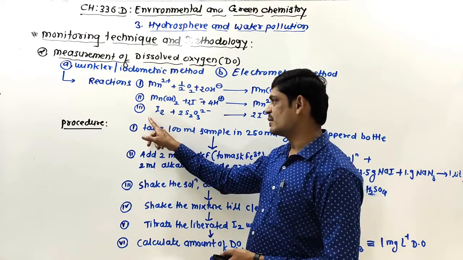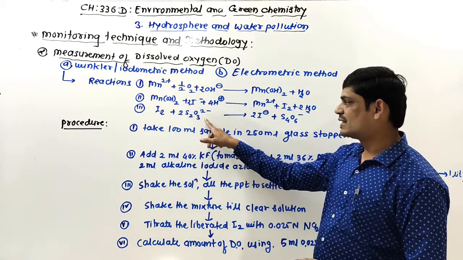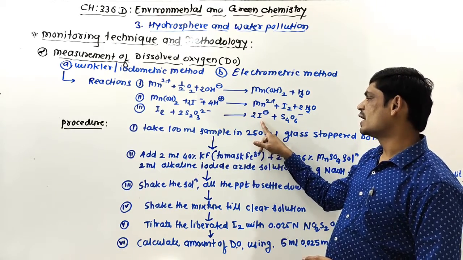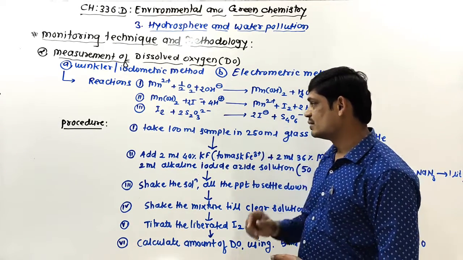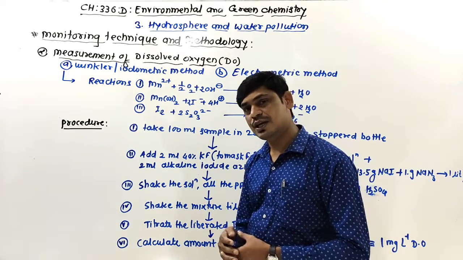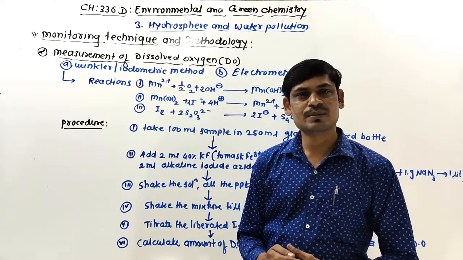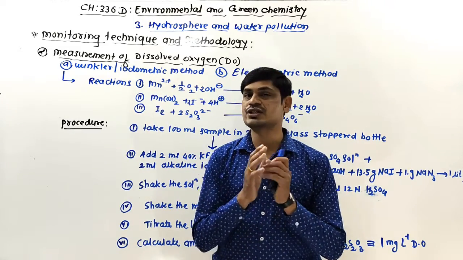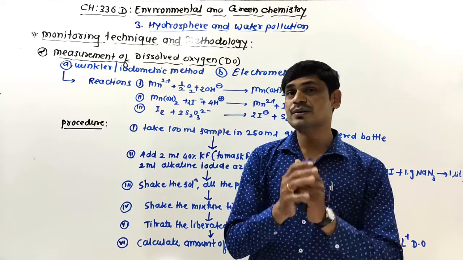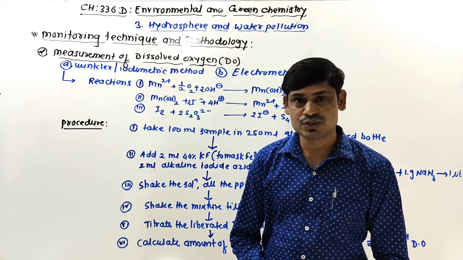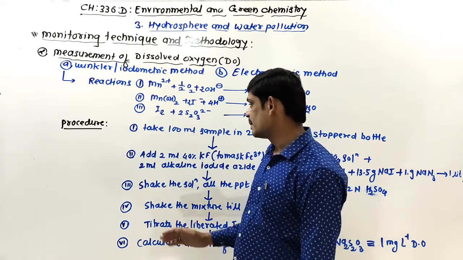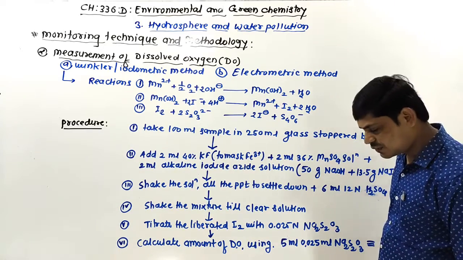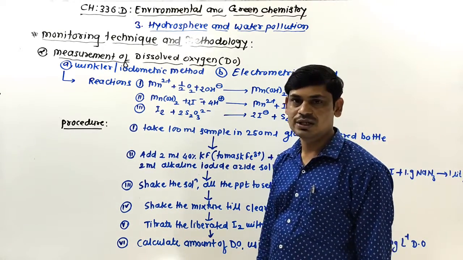So in the third step, the iodine will be treated with the sodium thiosulfate, and it will give the corresponding iodide again. During this process, the end point of the titration can be observed very easily by using a starch indicator. If we think about the procedure for the determination of dissolved oxygen, the first step is to take the 100 ml sample in a 250 ml glass sample bottle.